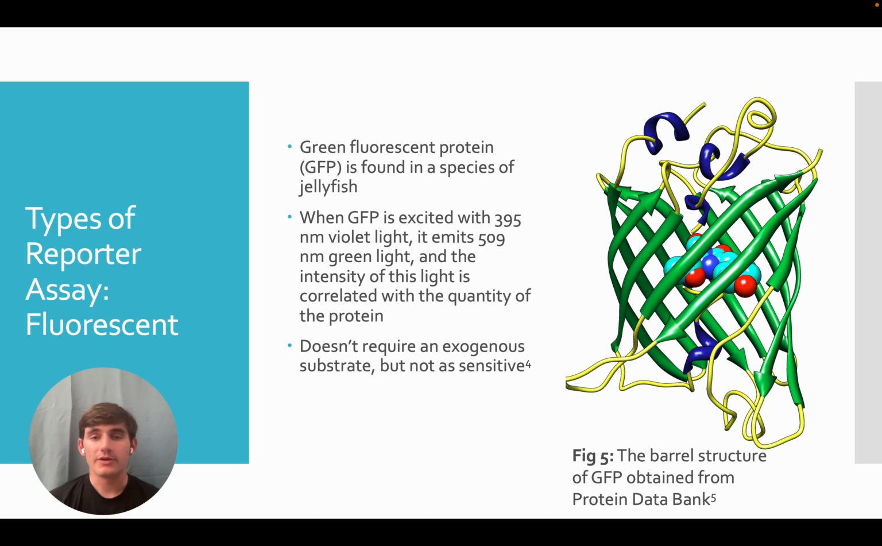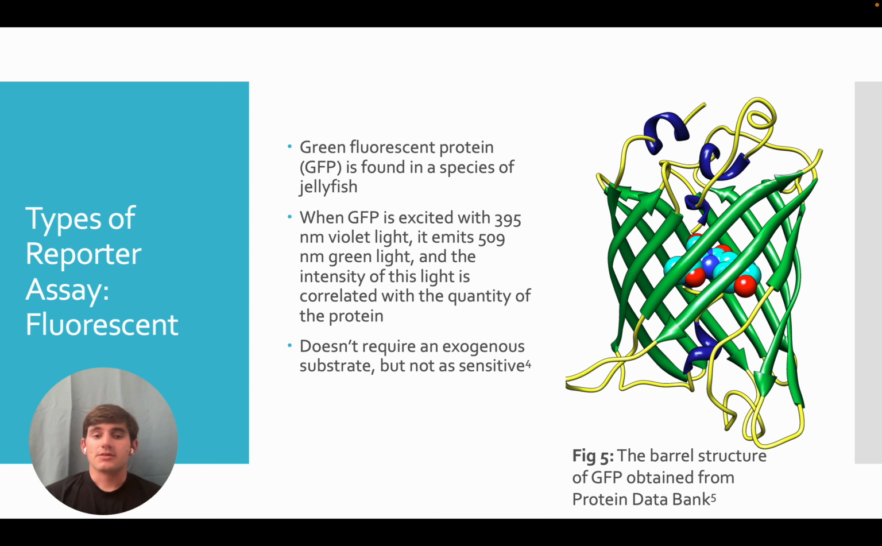Another very common form of reporter assay is a fluorescent reporter assay. We'll focus on green fluorescent protein specifically, also known as GFP, which is found in a species of jellyfish. When GFP is excited with 395 nanometer light, which I think is violet, it emits 509 nanometer light, which is a very bright green. The intensity of this light can be measured and correlated directly with the expression of the protein.